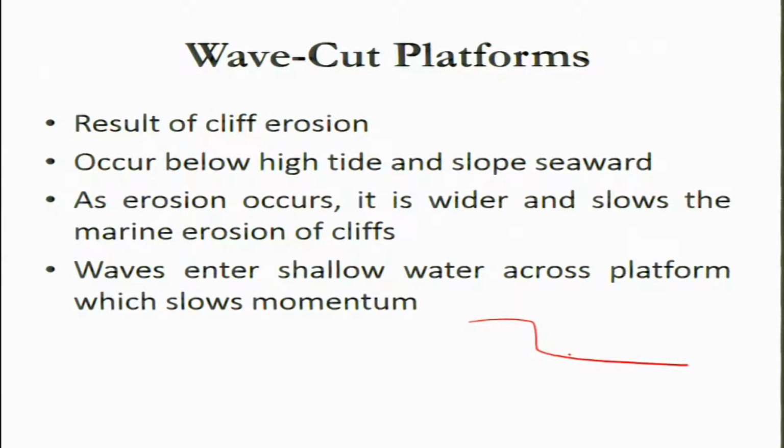Suppose your high tide is coming right up to this, so we will say this is below the high tide because it will go long towards the ocean. As erosion occurs, it becomes wider and shows the marine erosion of cliffs. Waves enter shallow waters across the platform, which slows the movement.